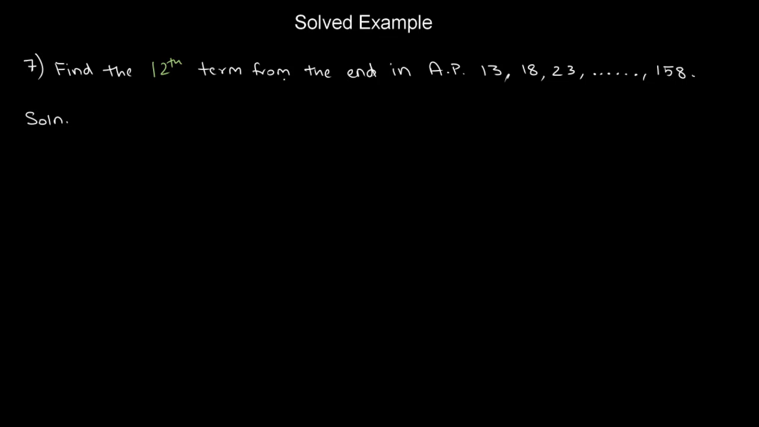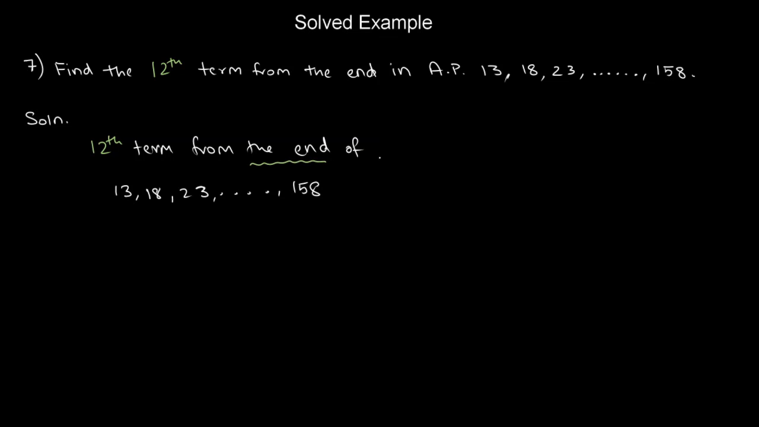Find the 12th term from the end in the arithmetic progression 13, 18, 23 and so on all the way till 158. Alright, so we want to find the 12th term from the end of the AP 13, 18, 23 and so on all the way till 158. Now notice one thing, you want to find the 12th term from the end, right?